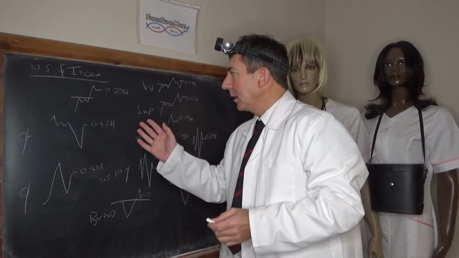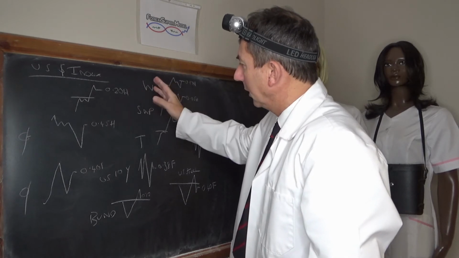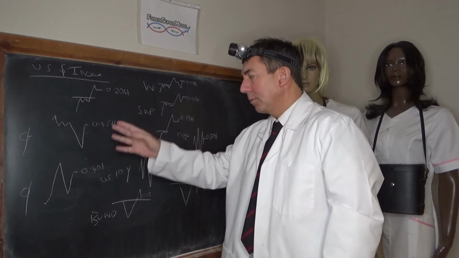Right, we've written up the asset classes then. So the dollar index has come back 0.20, so it's 20% off the modelled high. Gold is 0.45 from the high, so it's above half marks.